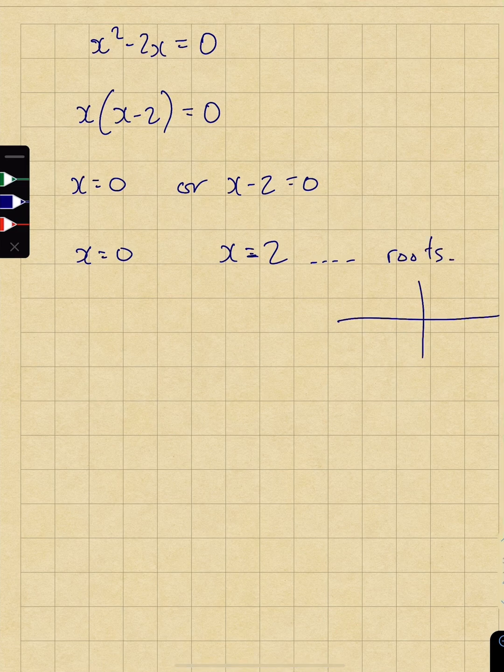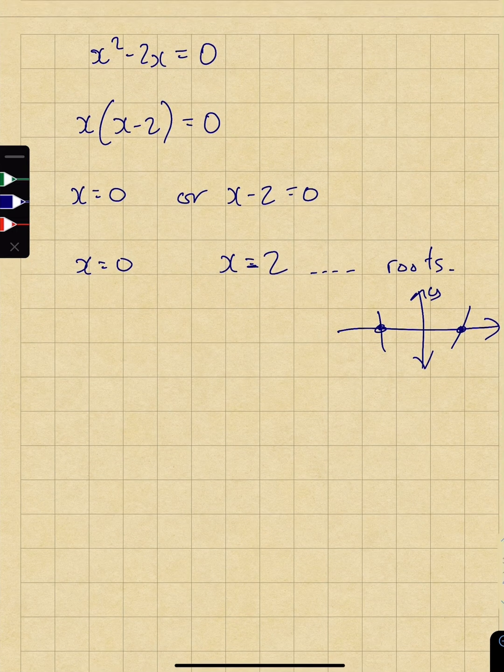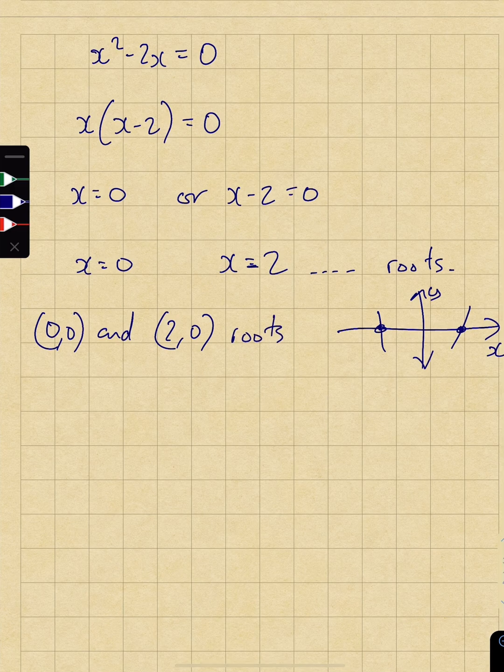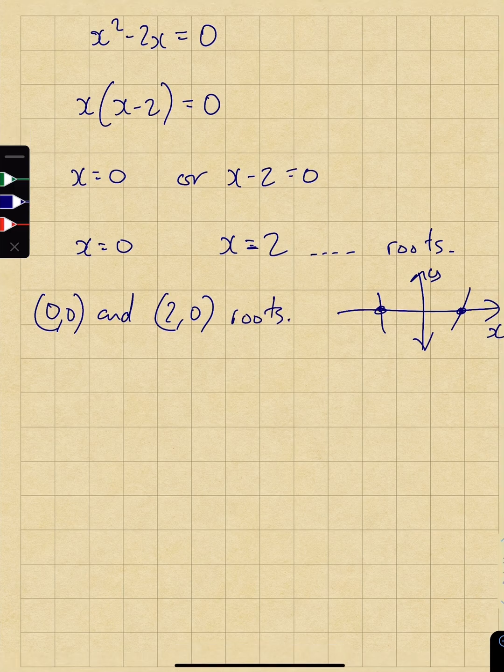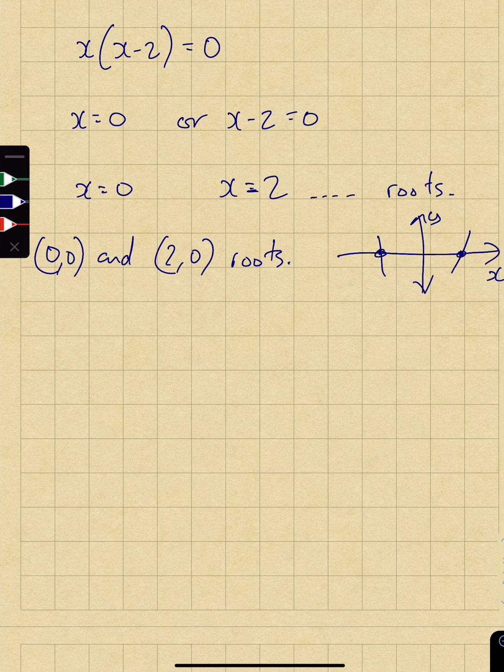So for roots, the y value is always going to be 0. The roots are the points where we cross our x-axis. So there's going to be 0, comma 0 and 2, comma 0. And these are the roots. So now we have the two roots, the minimum point, and we have the y-intercept.